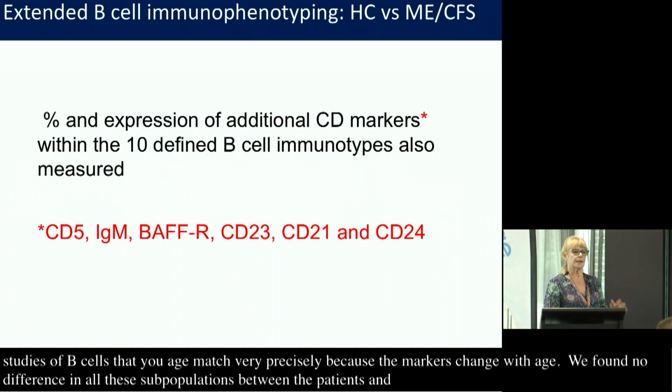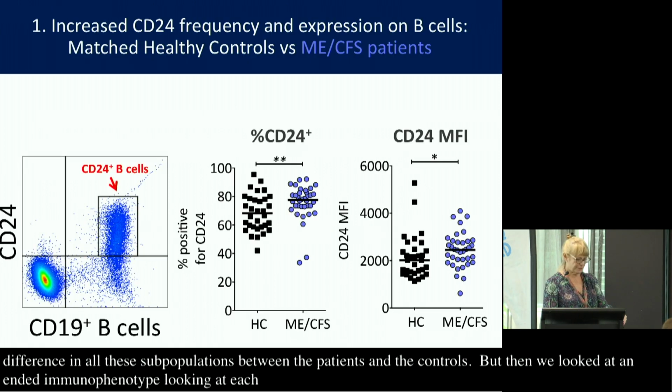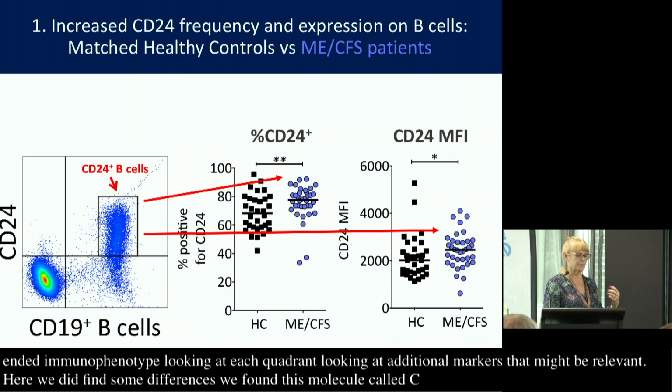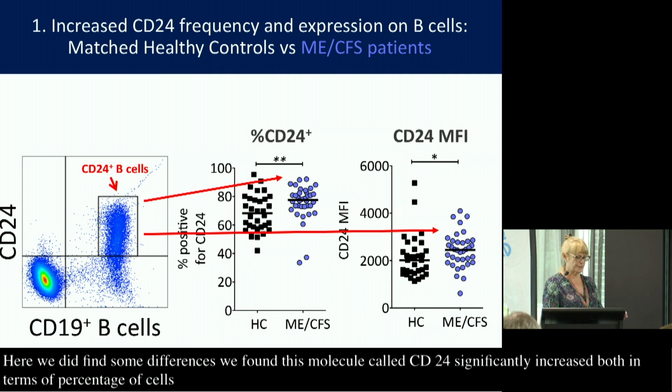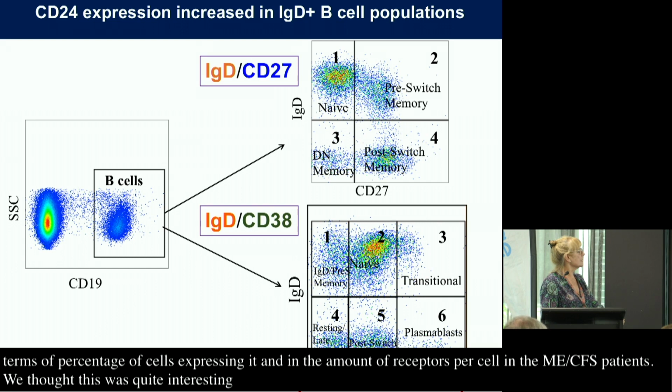But then we looked at an extended immunophenotype, looking within each individual quadrant, if you like, at additional markers that we thought might be relevant. And here we did find some differences. We found that this molecule called CD24 was significantly increased, both in terms of the percentage of cells expressing it and in the amount of receptors per cell in the ME/CFS patients. We thought this was quite interesting, but we didn't know what it meant.